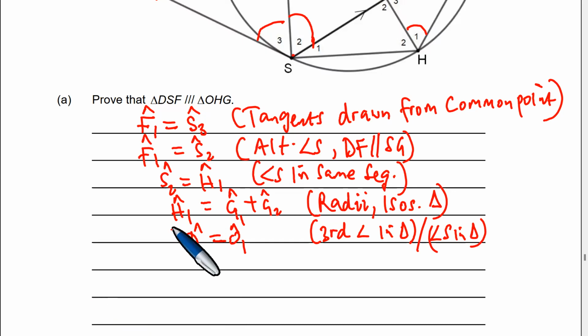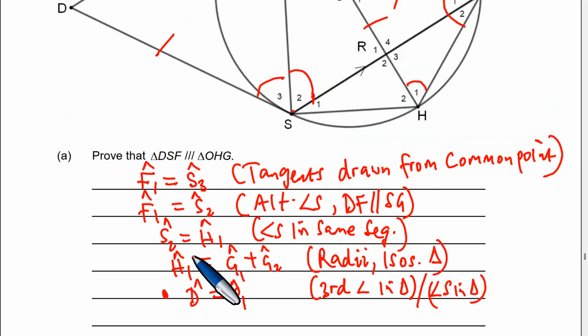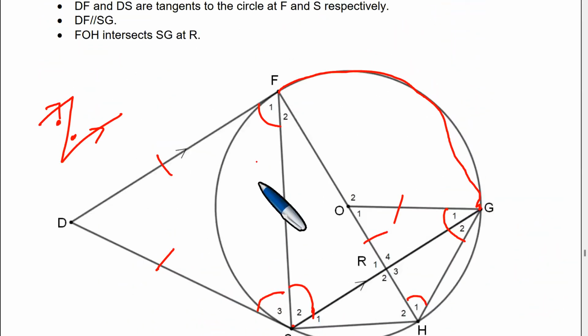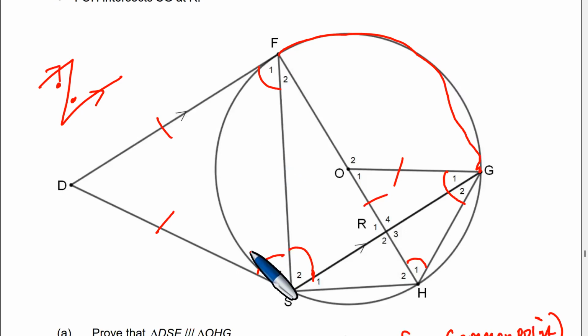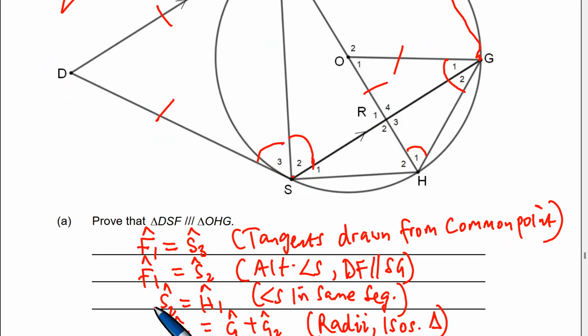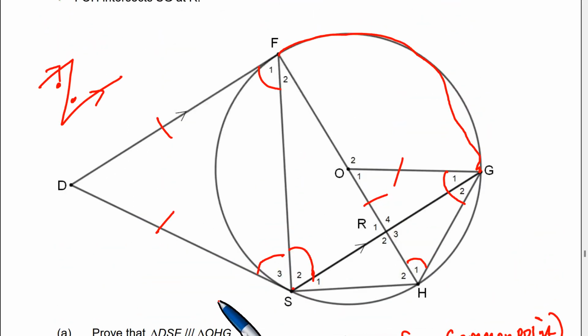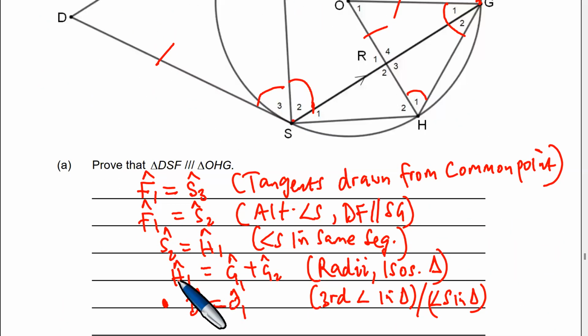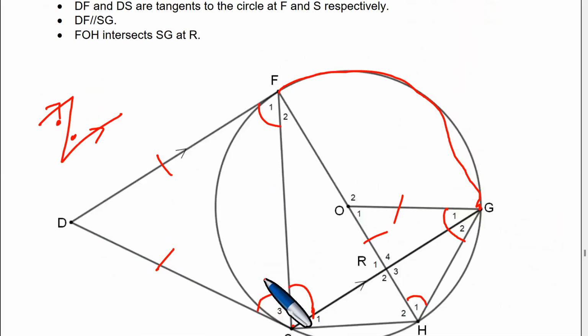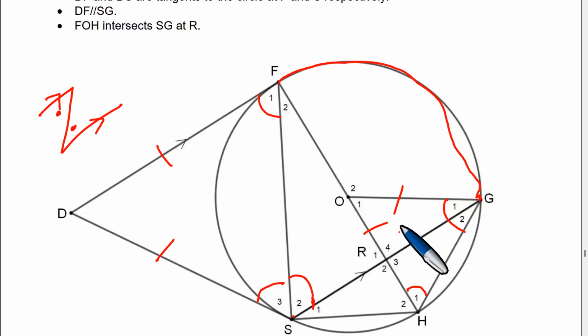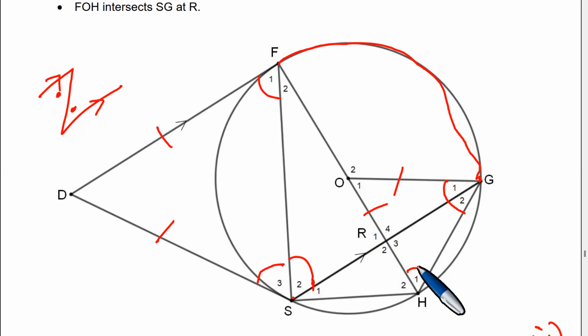I want us to highlight the most important achievements. The fact that D is equal to angle O1, but F1 is S3. Right. So if you have F1 is S3, but we have that F1 is S2, but S2 is H1, which means if S2 is H1 and H1 is G, it means that this F1 is equal to H1.